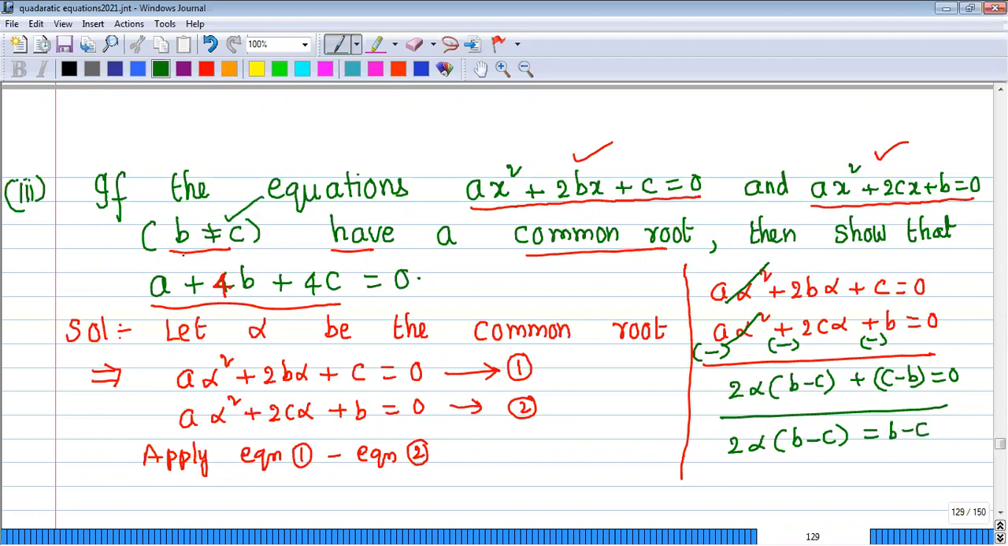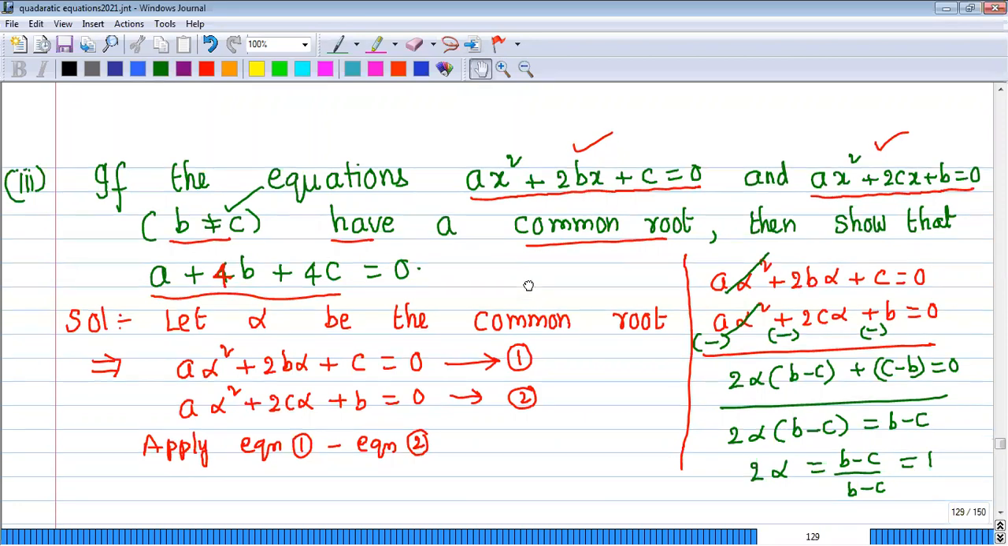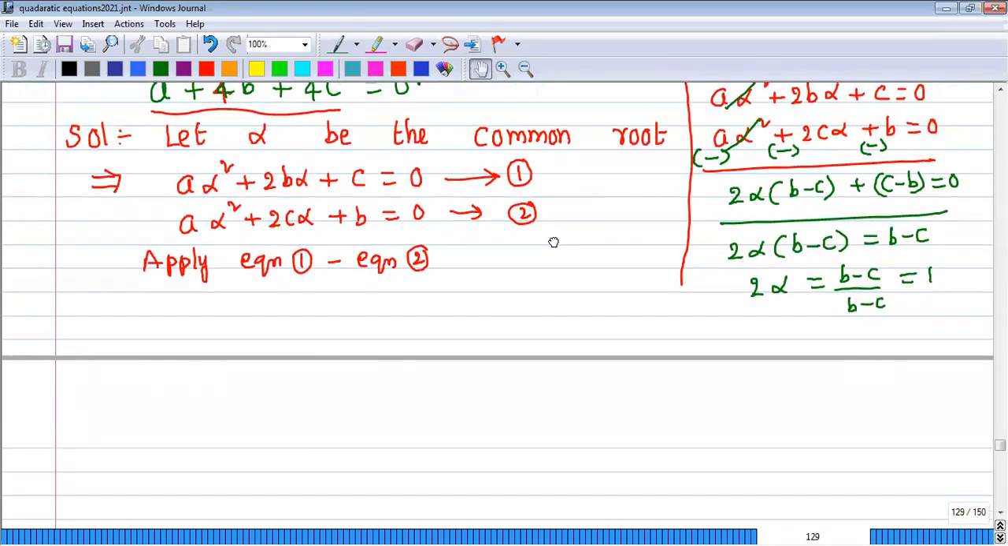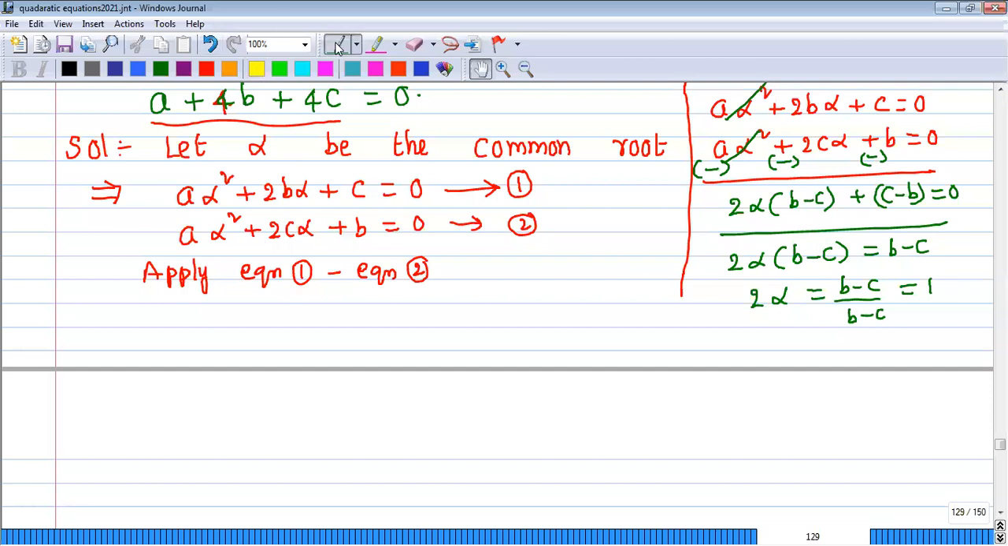Since b does not equal c, this condition plays a vital role here. Since b does not equal c, b minus c is not equal to 0, so we can cancel them. 2 alpha is equal to b minus c by b minus c. Because remember, if b equals c, what does it become? 0 by 0, which is not defined. Alpha equal to 1 by 2, sir. Yes. Alpha is equal to 1 by 2. Absolutely correct. This is the common root.